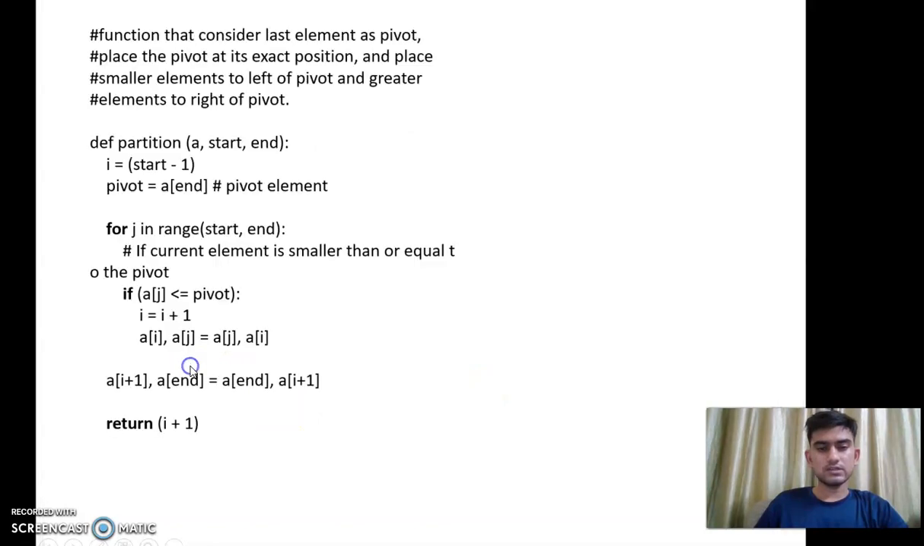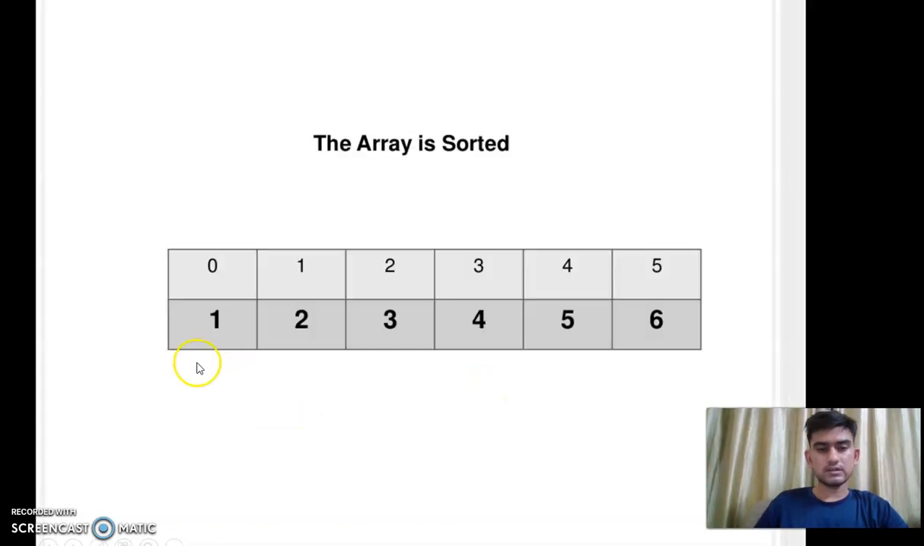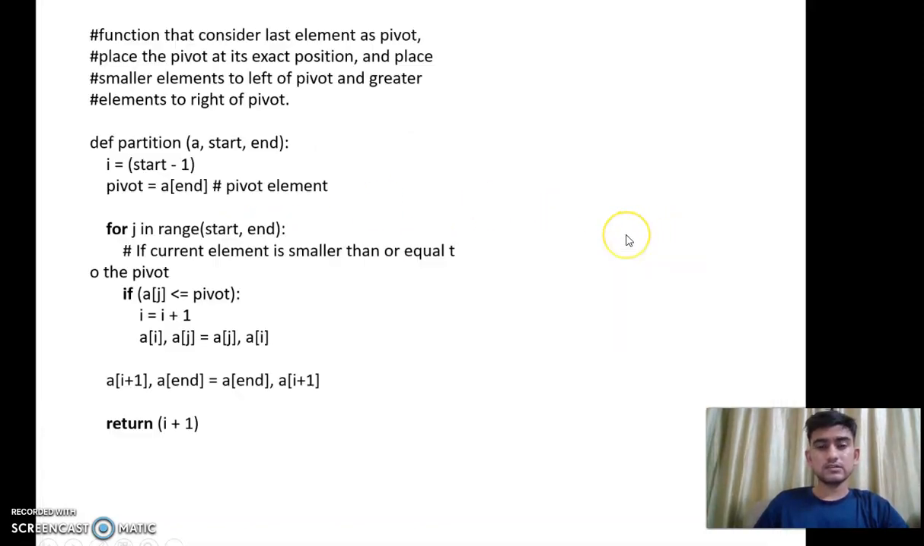So this is how the quicksort algorithm works. First we divide the array into parts and compare the pivot with left and right. The elements left of the pivot element should be smaller and the elements right of the pivot element should be greater. This is how quicksort works.